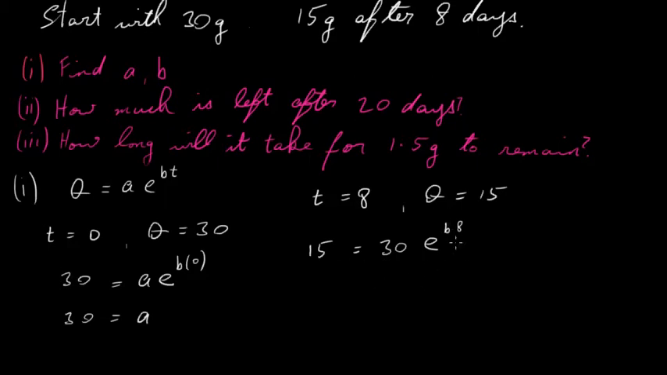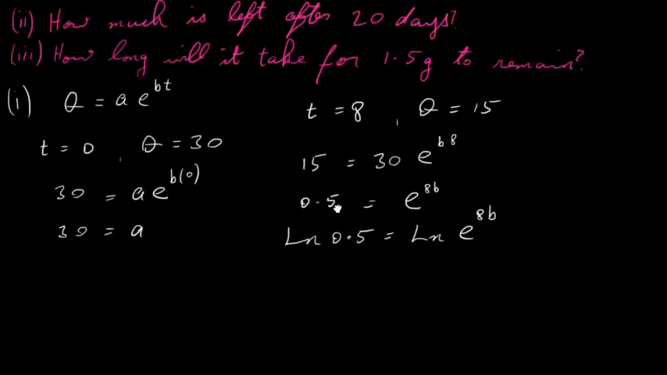The only unknown in this equation is B, so we can isolate B. So first of all, let's bring this 30 over here and divide. 15 divided by 30 is just 0.5. So we're left with e to the power of 8b as our power here. Now, because the variable that we're looking for is a power, we're going to get the log of both sides. So let's get the natural log, because we're dealing with e here. Let's get the natural log of both sides.